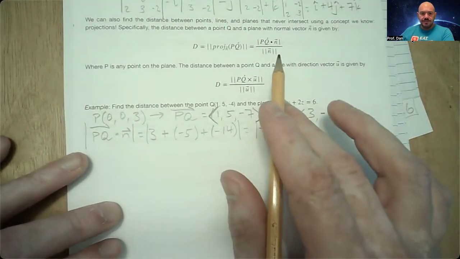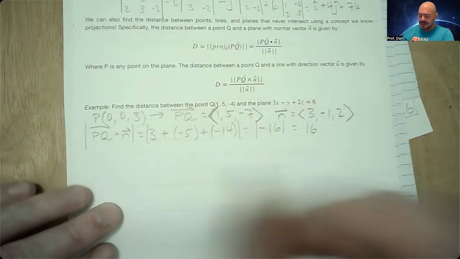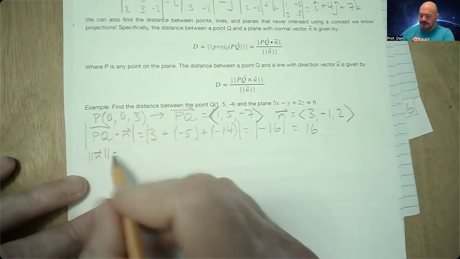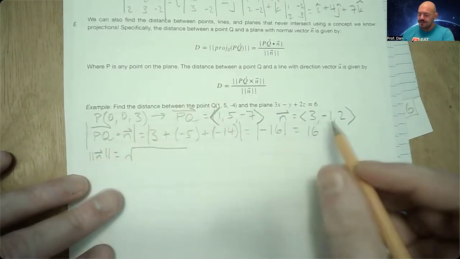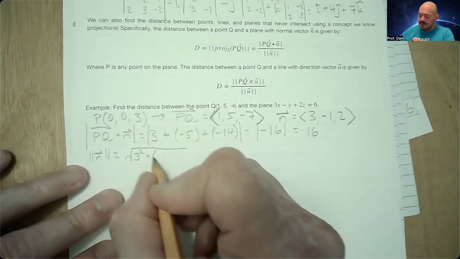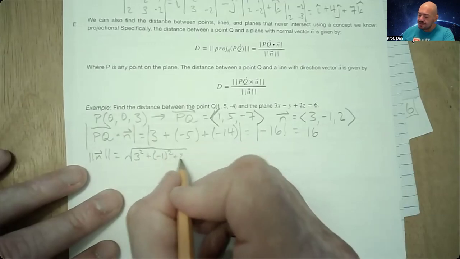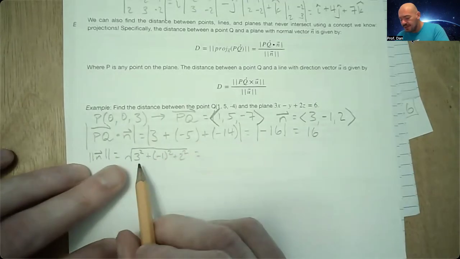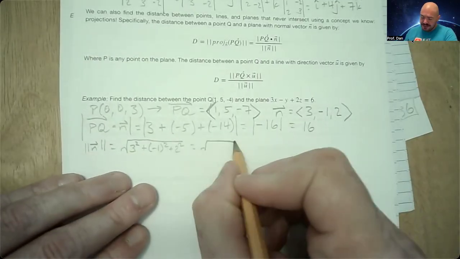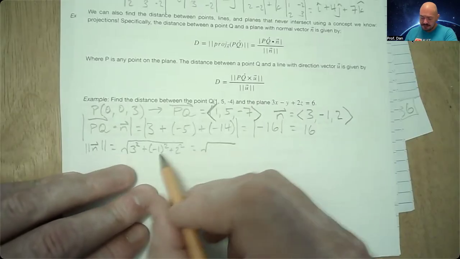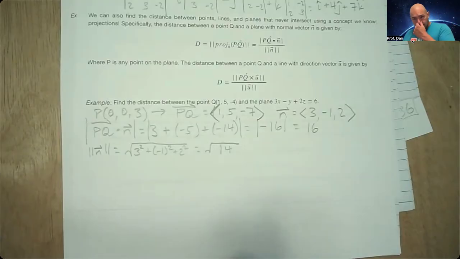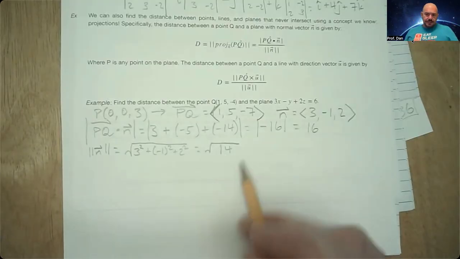All right, and then the other part of the formula is finding the magnitude of the normal vector. And again, we just do extended Pythagorean theorem for that. So square root of 3 squared plus -1 squared plus 2 squared. All right, and combining those, I'm going to get the square root of 14. And we can't reduce that because that's 7 times 2.